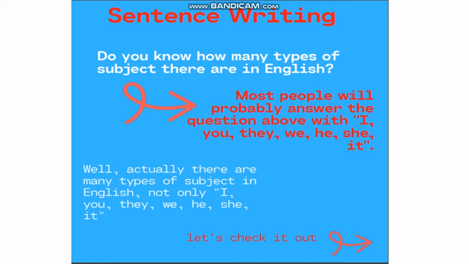Most people will probably answer the question with I, you, they, we, he, she, it. Because you know what? Every time I ask the same question to my friends or my colleagues, they always answer I, you, they, we, he, she, it. Well, actually, there are many types of subject in English, not only I, you, they, we, he, she, it. So, what are they? Let's check it out.